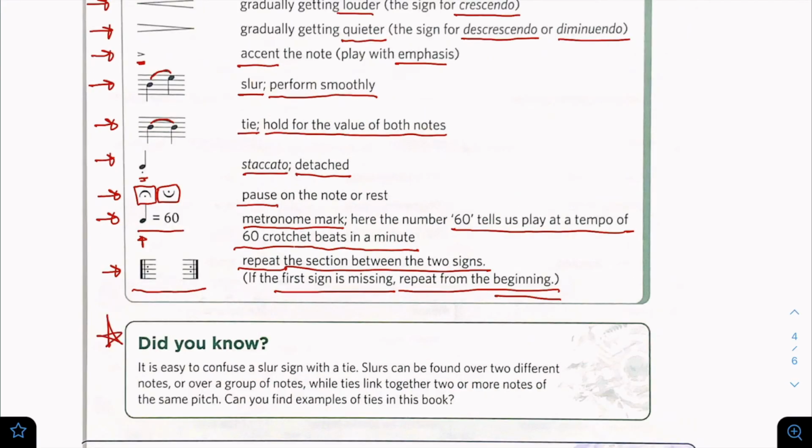Did you know it is easy to confuse a slur with a tie? Slurs can be found over two different notes or over a group of notes, while ties link together two or more notes of the same pitch. Can you find examples of ties in this book?